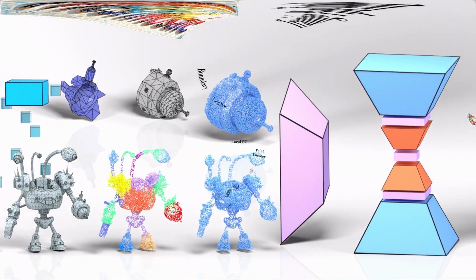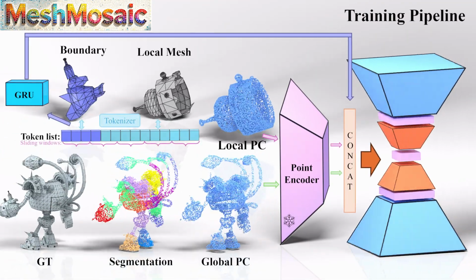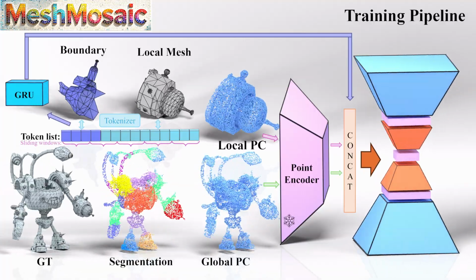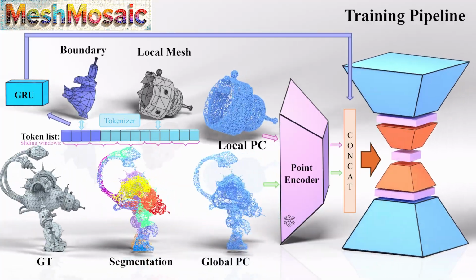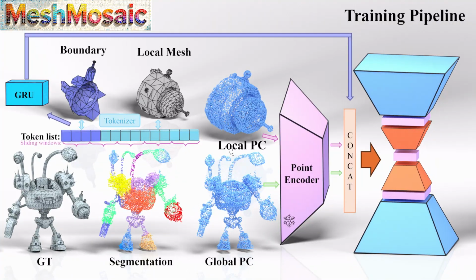For single patch level training, shared boundaries are used to ensure that neighboring regions connect smoothly, maintaining coherence and symmetry. Additionally, point clouds are incorporated as conditional inputs at both global and local levels.